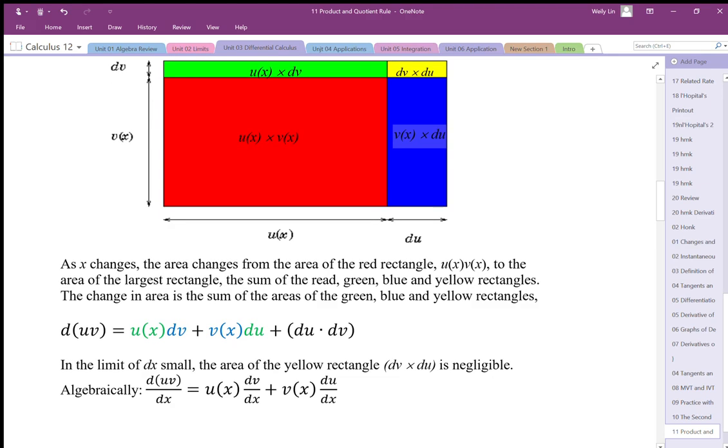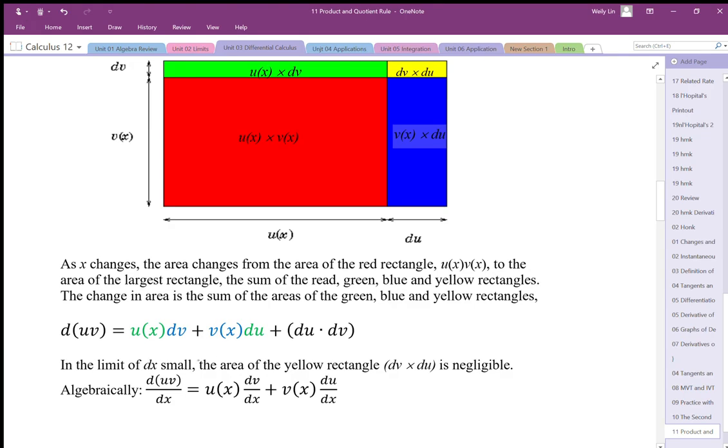So we end up with, as x changes, the area changes with the green and the blue and the yellow. And the sum of the areas of those changes, here's my green area, here's my blue area, and this is my yellow area. And this yellow area, because it is a very small change in v and a very small change in u, we're just going to say that's essentially insignificant, and we're left with this function here, u times dv plus v times du, which is our product rule.